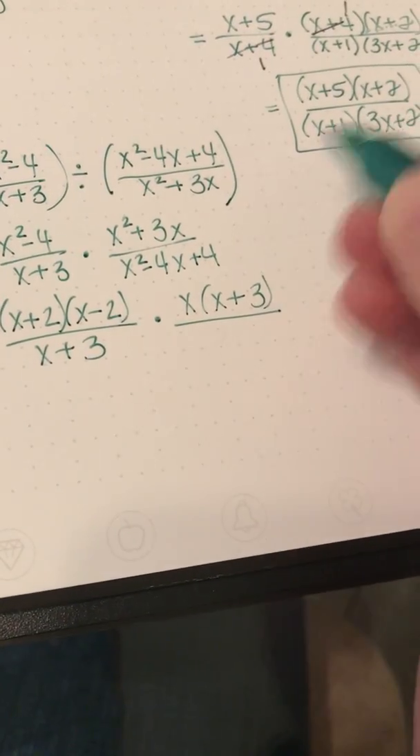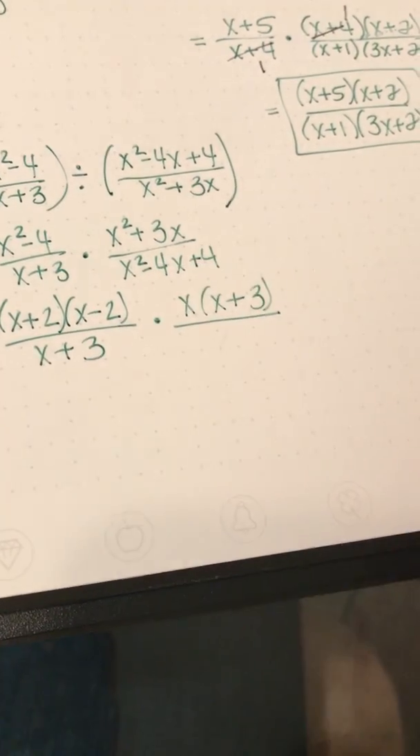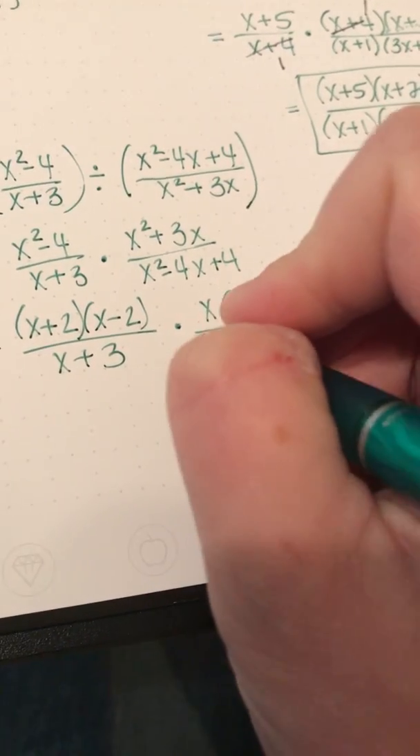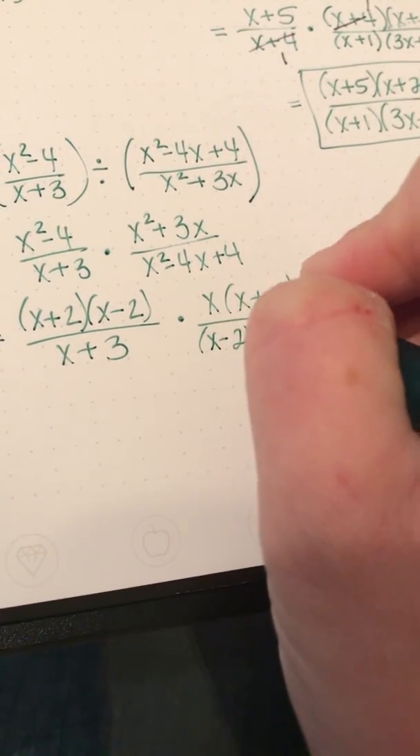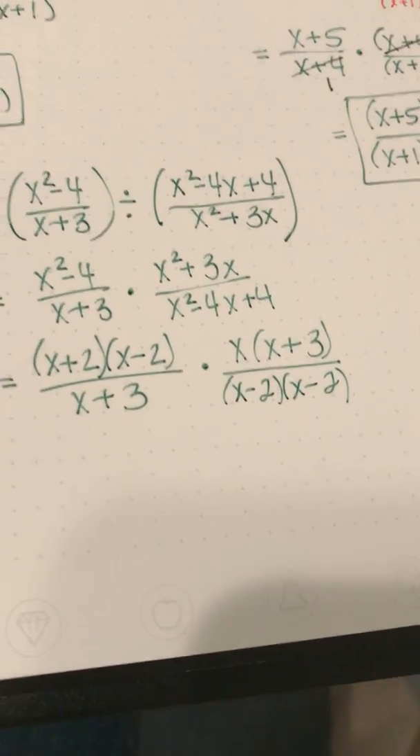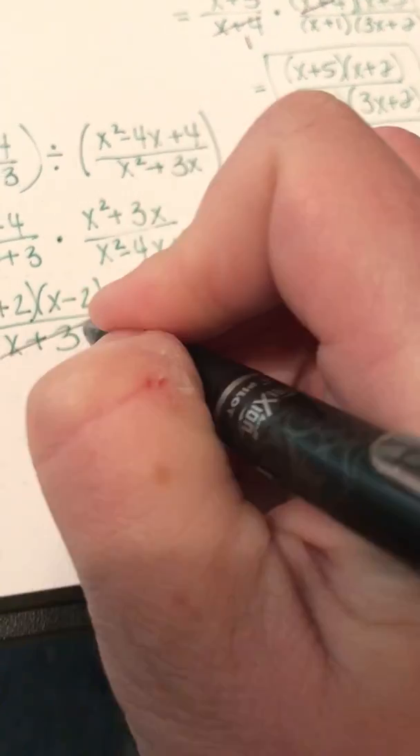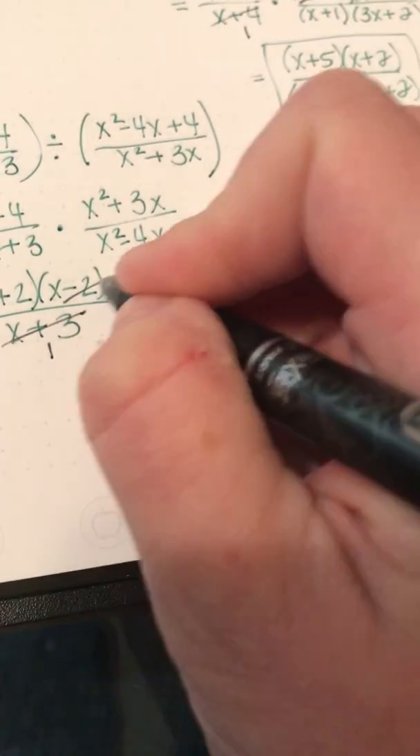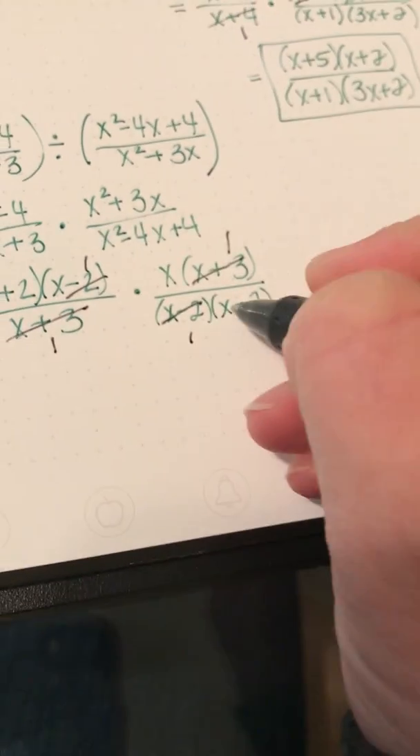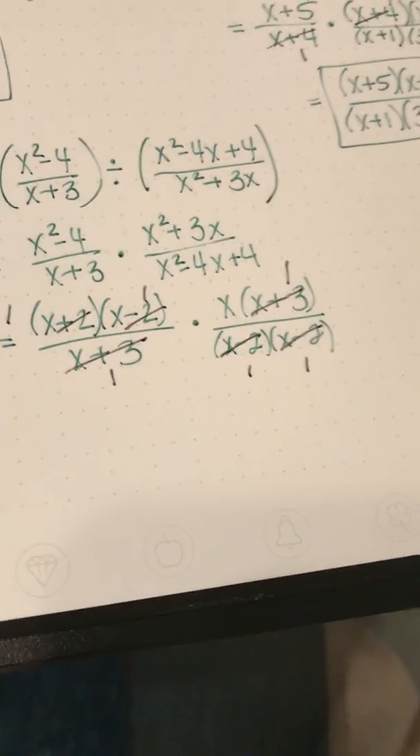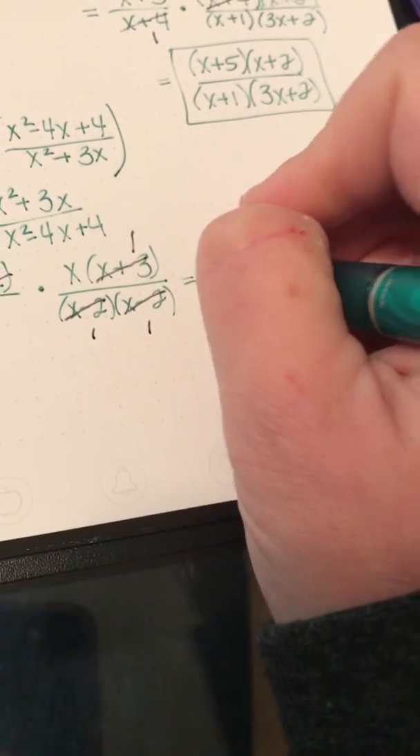In the denominator, what multiplies to a positive 4 adds to a negative 4. We get x minus 2 times x minus 2. Look for identical pieces. X plus 3, x minus 2, x plus 2. What's left over? Just x. So our final answer is x.